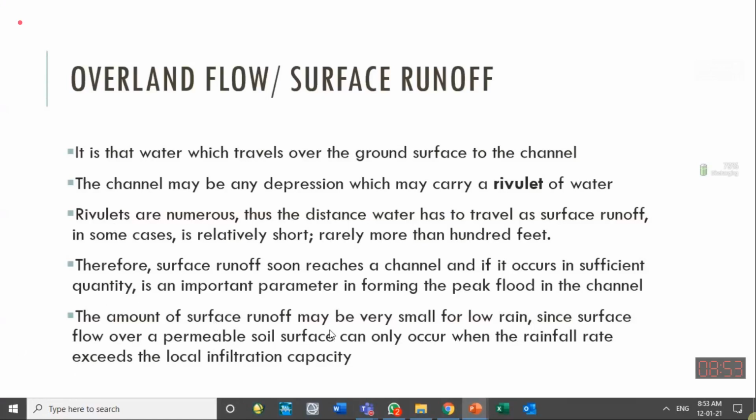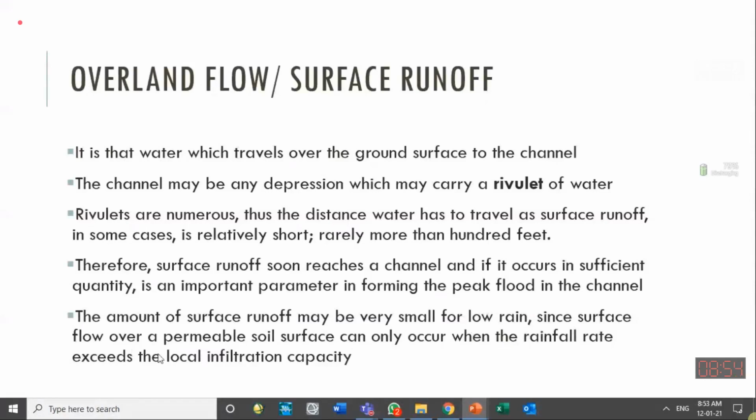So the amount of surface runoff may be very small for low rains, because runoff has to occur once it overpasses the infiltration rate. Infiltration is seepage. Another name for infiltration is seepage, water going into the soil. That depends upon the pores, that depends upon the type of the soil. A rocky surface will not have much infiltration. Impermeable surfaces like roads and buildings will not have much infiltration. So it depends upon the type of the surface on which rain is falling. So small rainfall sometimes doesn't cause surface runoff.